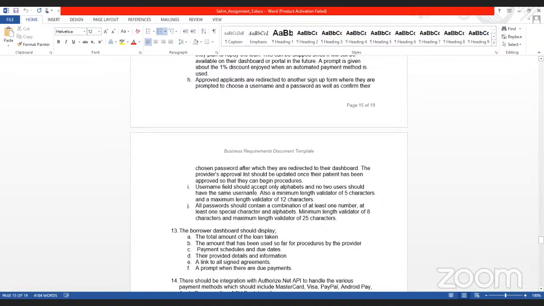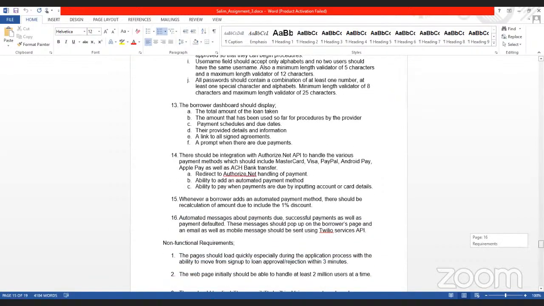The username should only be alphabets, with validators. The password should also be a combination of at least one number, at least one special character, and alphabets, with a minimum length of 8 and a maximum of 25.